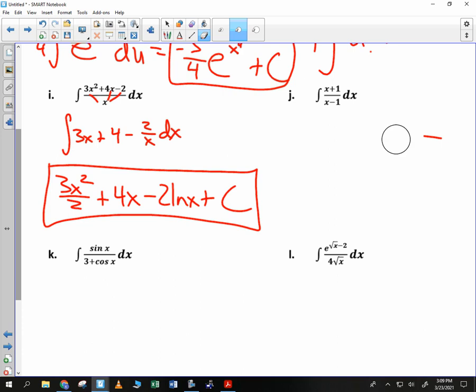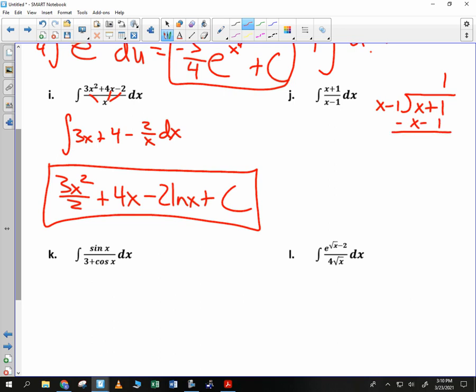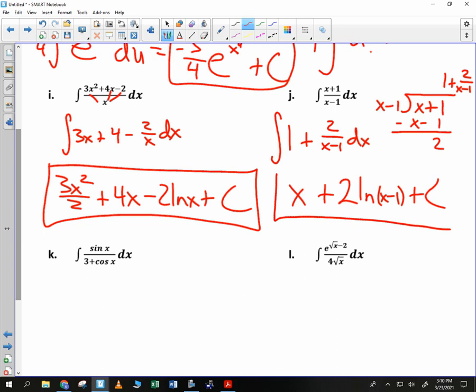J is different because there's a binomial in the denominator. Let's divide. What do you multiply x by to get x? You multiply by 1. So we have x minus 1, and we subtract. 1 minus negative 1 is 2. We have plus 2 over x minus 1. So we rewrote the problem to be the integral of 1 plus 2 over x minus 1. The antiderivative of 1 is x. The antiderivative of 2 over x minus 1 is simply 2 natural log of x minus 1. If you use substitution, you can do that. You'll come out with that answer.